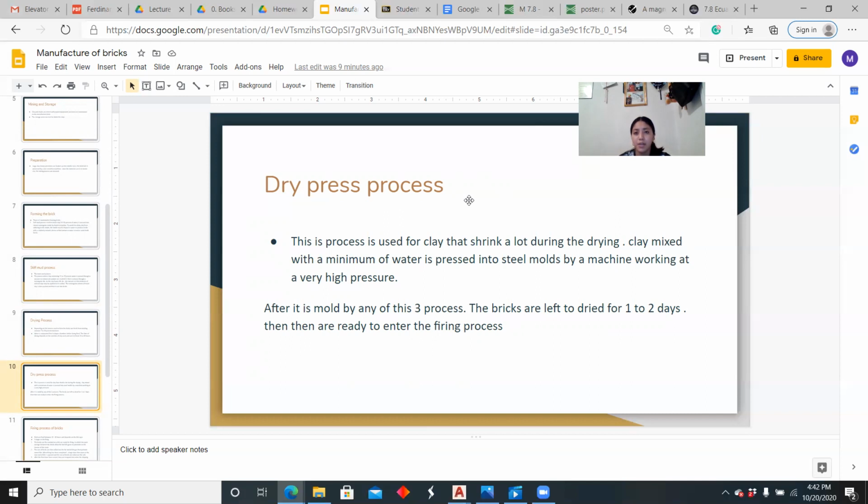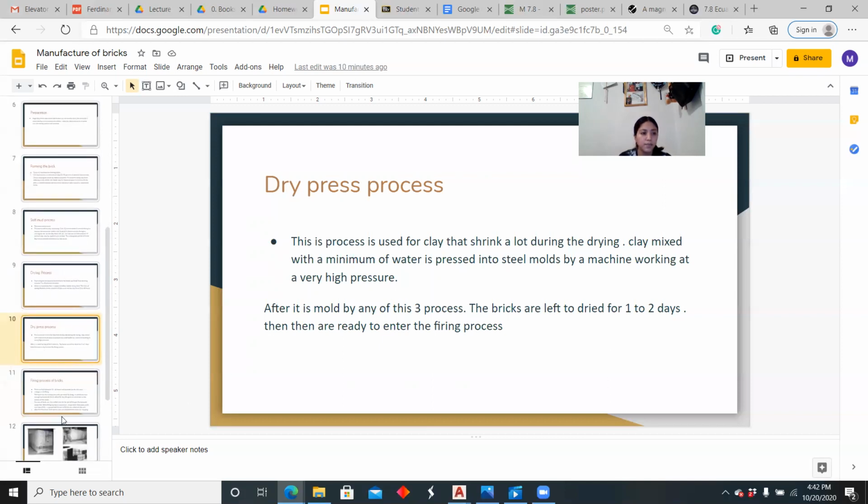a very high pressure. After the molds have been produced by using any of the three processes, the bricks are left to dry for 1 to 2 days depending on the method that was used. Once this is dry, we can enter into the firing phase.